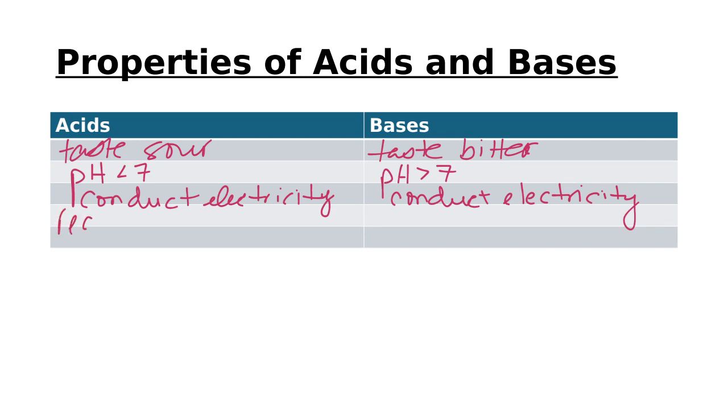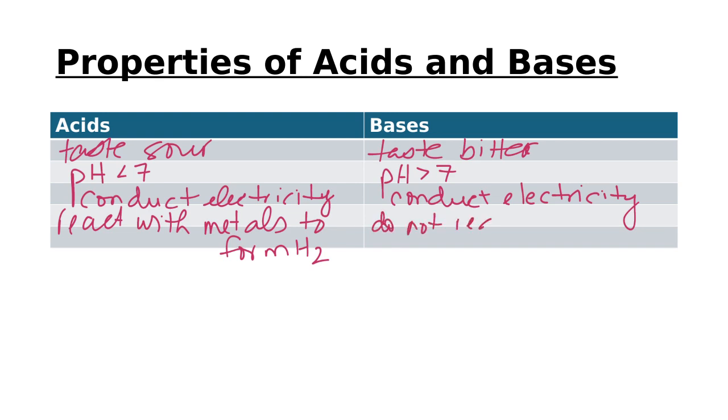Acids will react with most metals. Again, you have to consult the activity series, and they'll form hydrogen gas. And bases don't. Okay, so bases do not react with metals. And so as a result, no hydrogen gas will get produced.